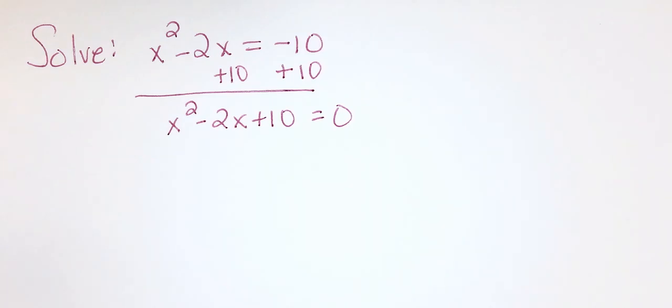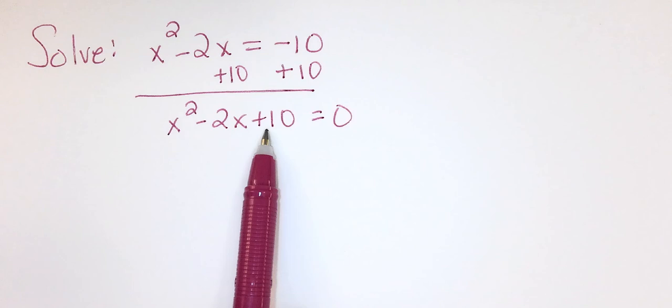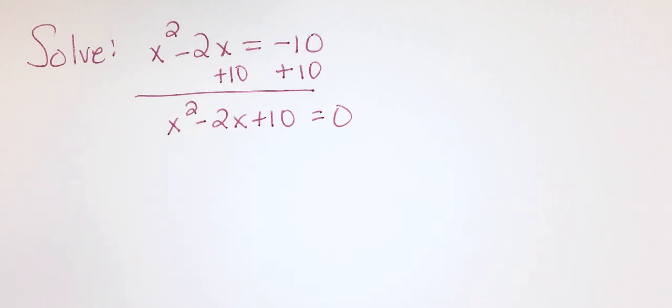As a quick note, we need to note that a times c in this problem is 10, and there are no factors of 10 that are going to give negative 2. So that will help us understand that this is not factorable and that we would have to use the quadratic formula in order to figure this out.